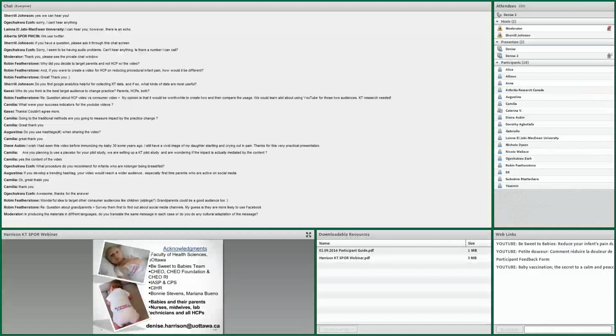So we have a question about the other languages. So translate the same message in each case, or cultural adaptation. So again, that's a really good question. So what we do is we send the script to our translators in the different languages and ask them to make it culturally appropriate. So it's not word for word translation at all. It is how would you put it in your language.